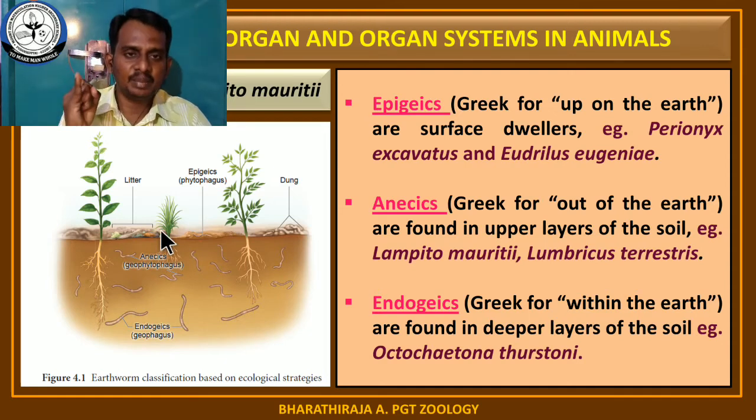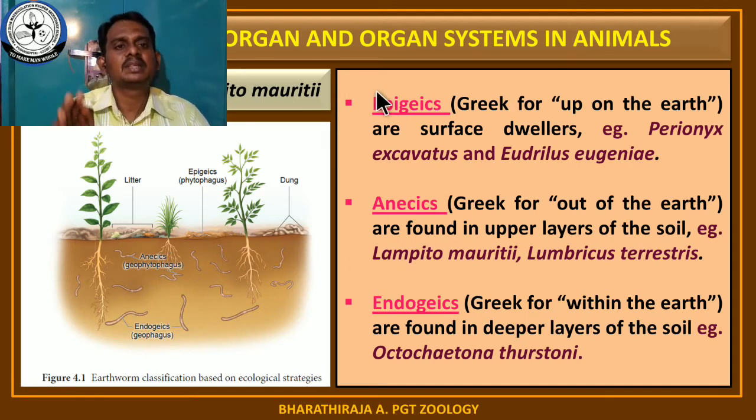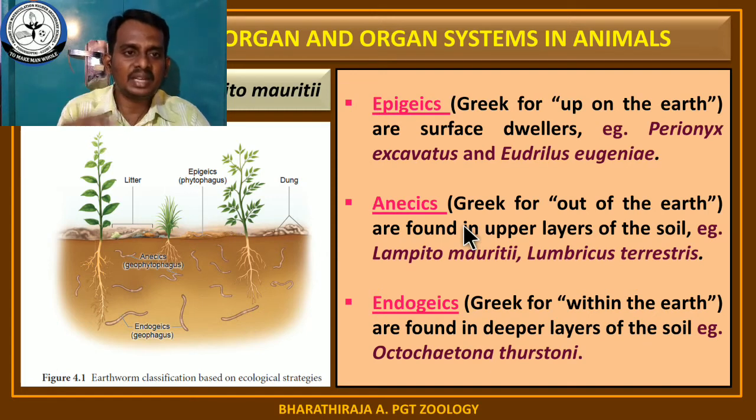First one is epigeic organism. Second one is anecic organism. Third one is endogeic. Epigeic means surface dweller. Very good. Anecic means living in the upper layer of the soil. Endogeic means found in the deeper layer of the soil.